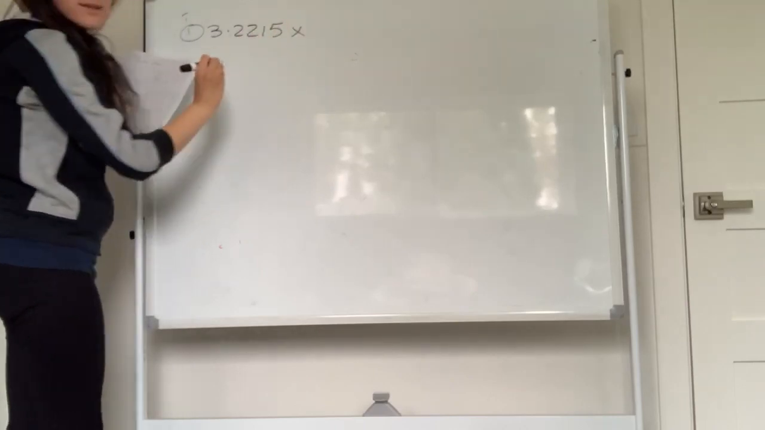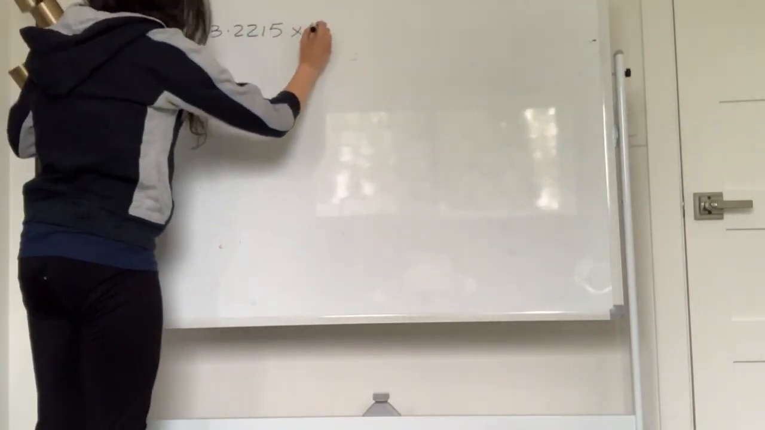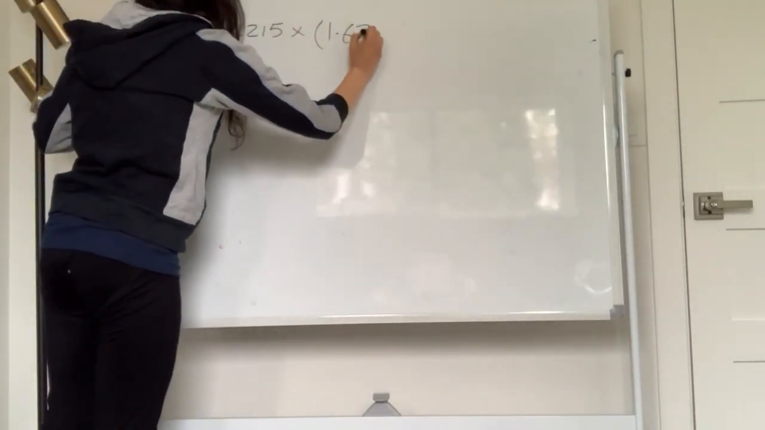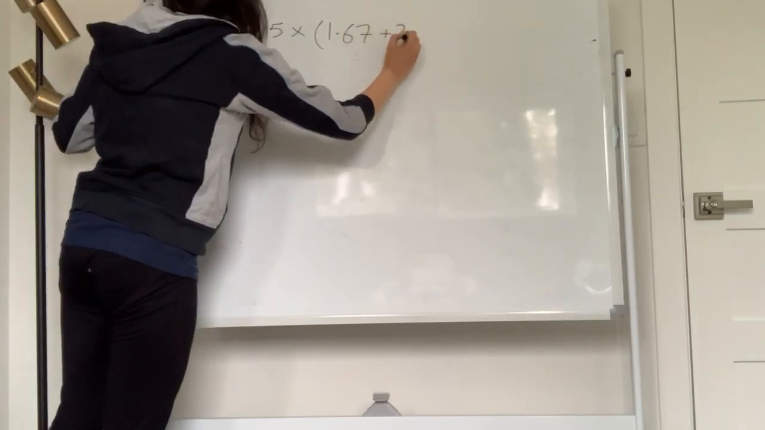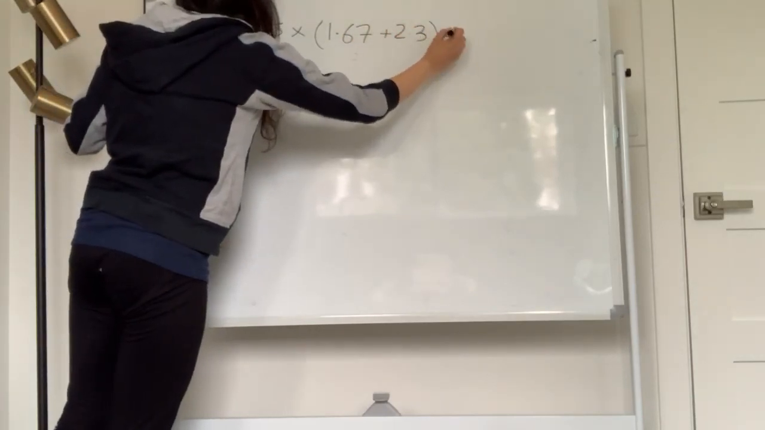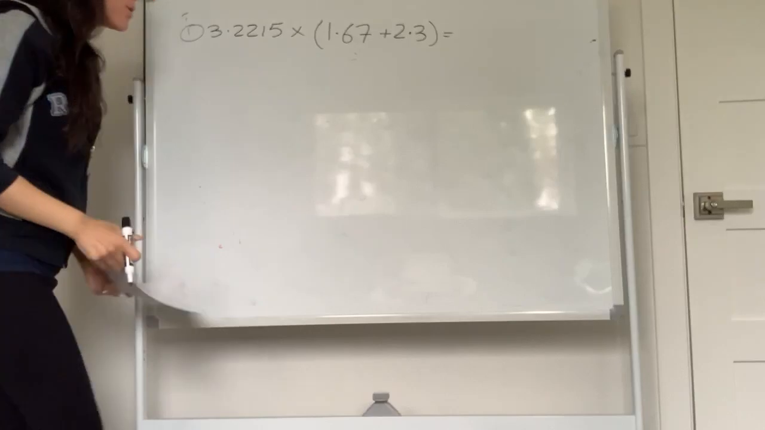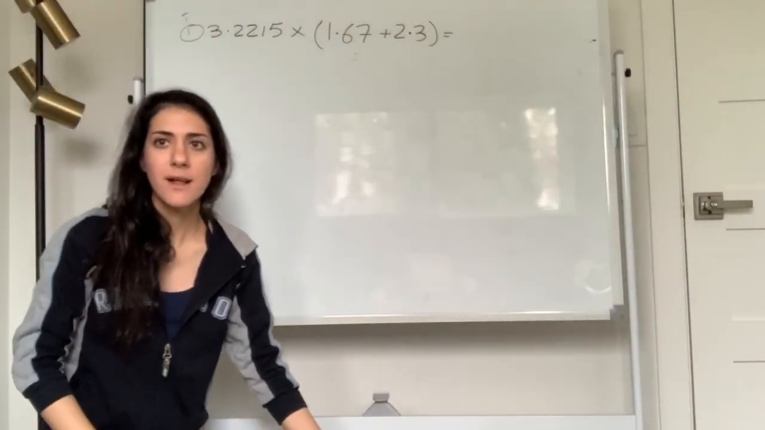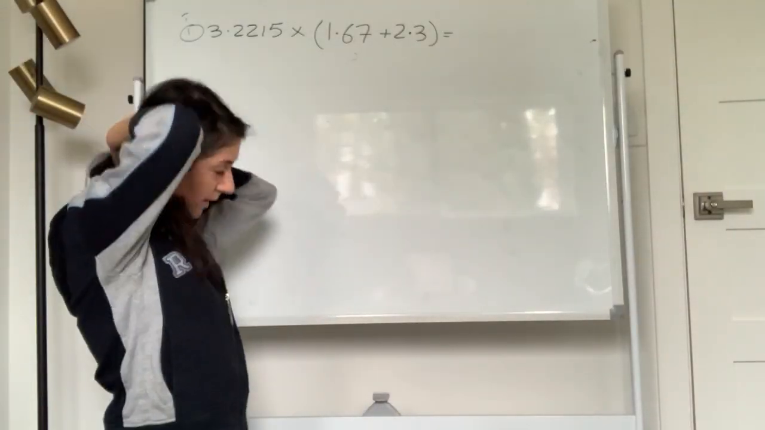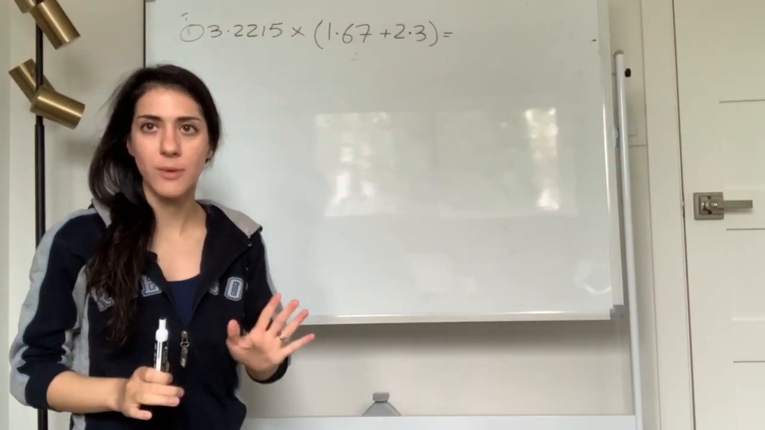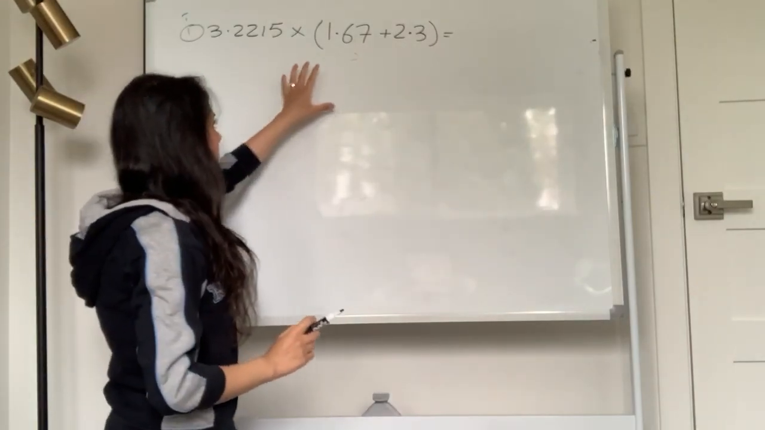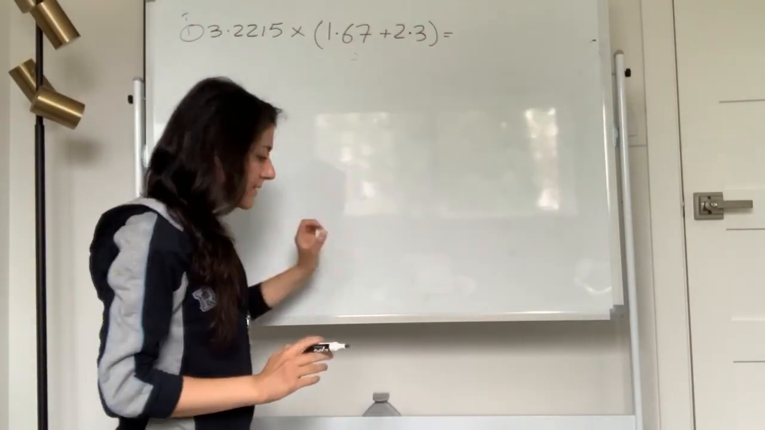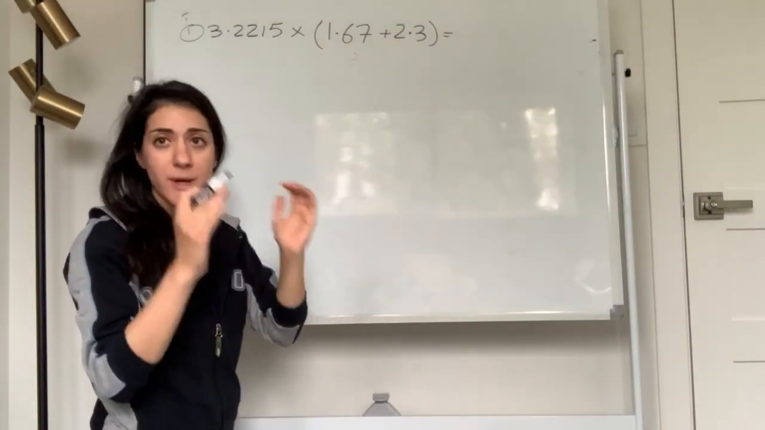3.2215 times (1.67 plus 2.3). I'm going to ask you to do the calculation and then tell me the final answer with the correct number of significant figures. You ready to do this? Okay. Now the first thing you do is parentheses. That's the first part that you do.